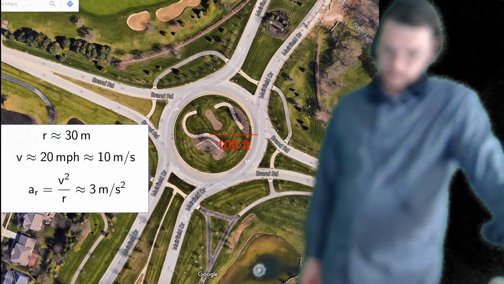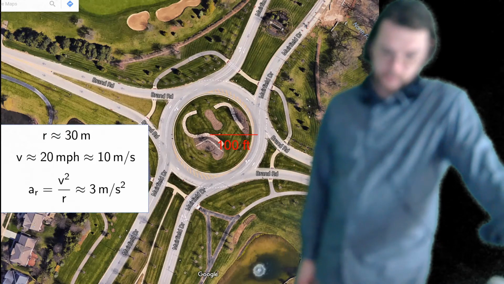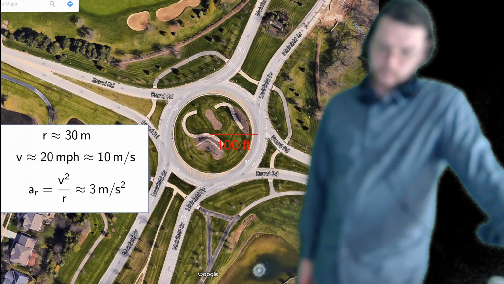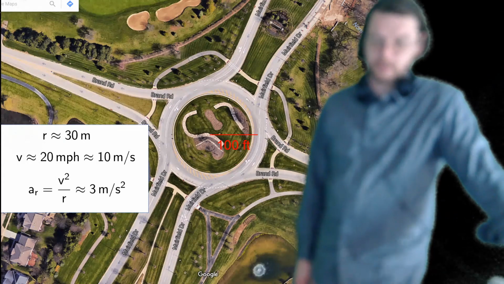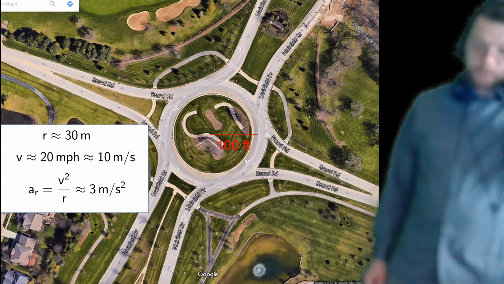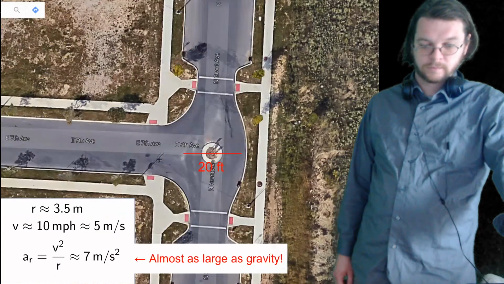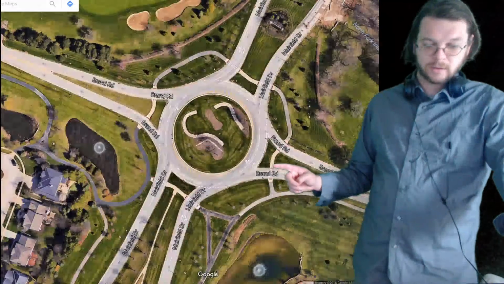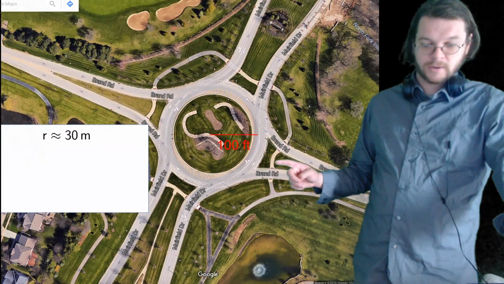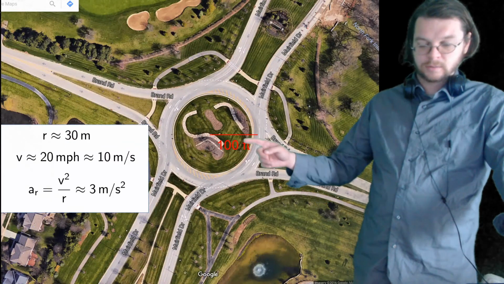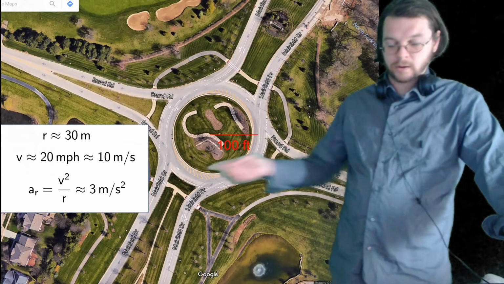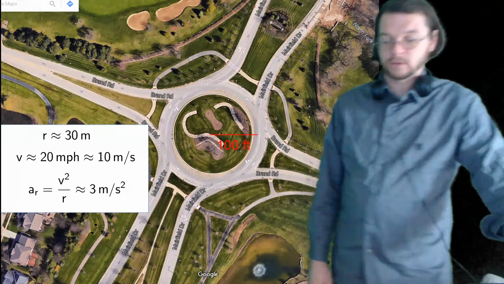Well, v squared is going to be 10 squared, which is 100. 100 divided by 30 is going to be in the neighborhood of 3 meters per second squared, which is way less than our little mini circle, right? So in spite of the fact that we're going twice as fast, the scale of this thing is so big that you're dividing by r, so it actually is a pretty comfortable acceleration rate.